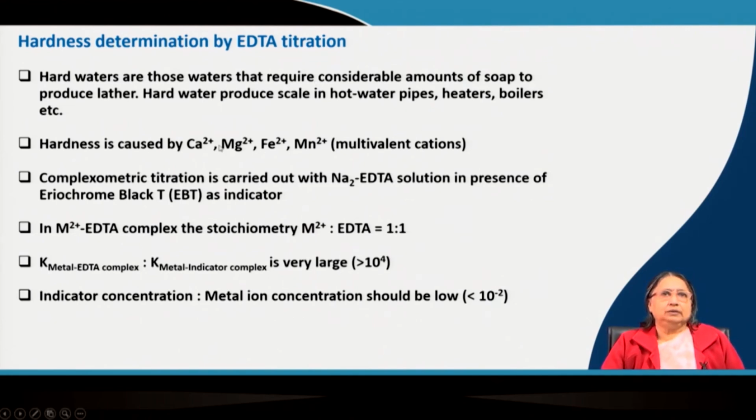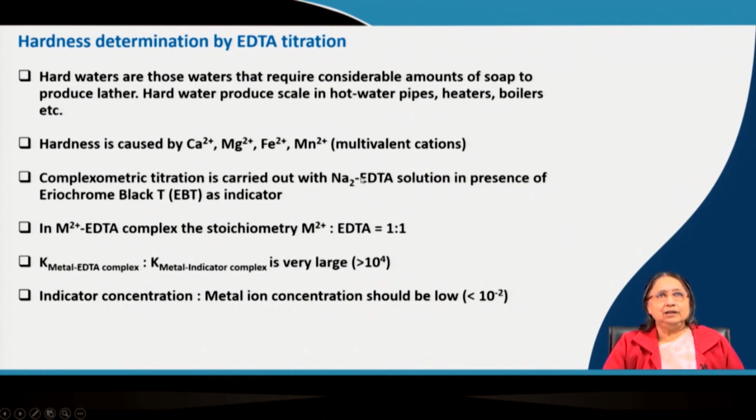Now, when we determine the hardness, that is we determine the calcium magnesium ions, then we use the indicator which is called Eriochrome Black T, EBT. Okay. And we do the titration with the disodium salt of EDTA.